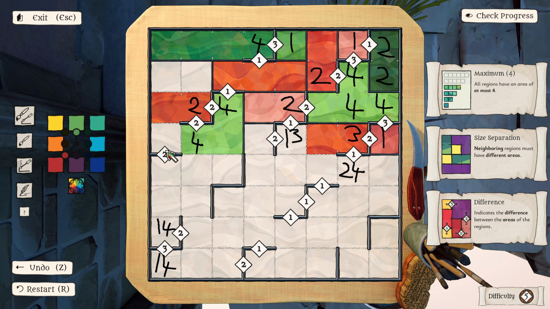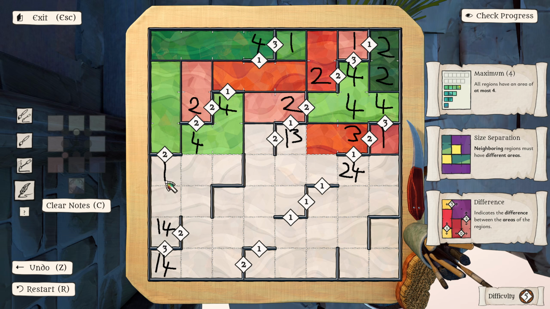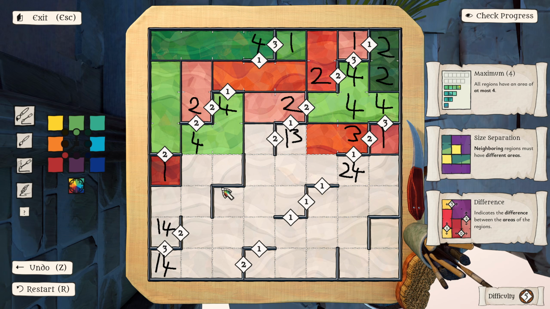Therefore, this 2 can't go to the left, because if it did, the same thing would be true here. We'd either have 2 and 2, or 1 and 1. Therefore, this 2 goes up. And if this 4 went left, this would be 2 and 2 next to each other, so that's a 3. 3 minus 2 is 1. That gets a box around it.